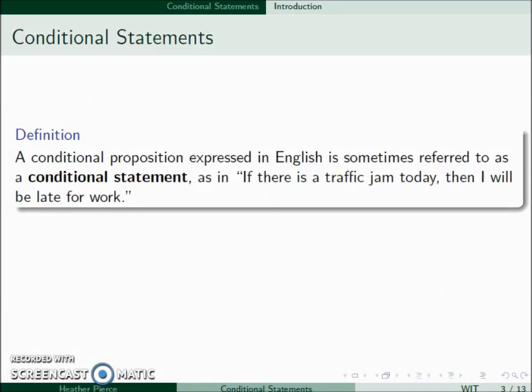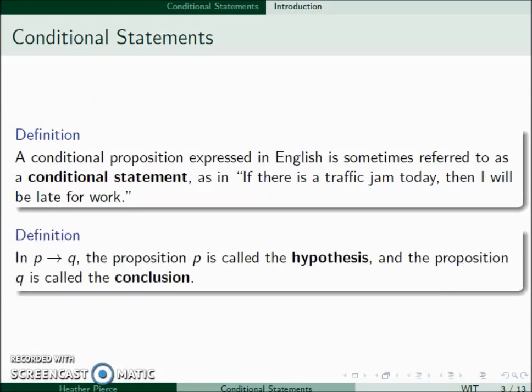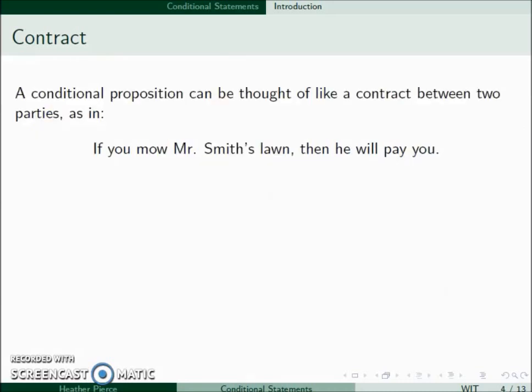A conditional statement expressed in English is sometimes called a conditional statement, as in, if there's a traffic jam today, then I will be late for work. In this proposition, we call P the hypothesis and Q the conclusion. We can think of this conditional proposition like a contract between two parties to remember the truth table.